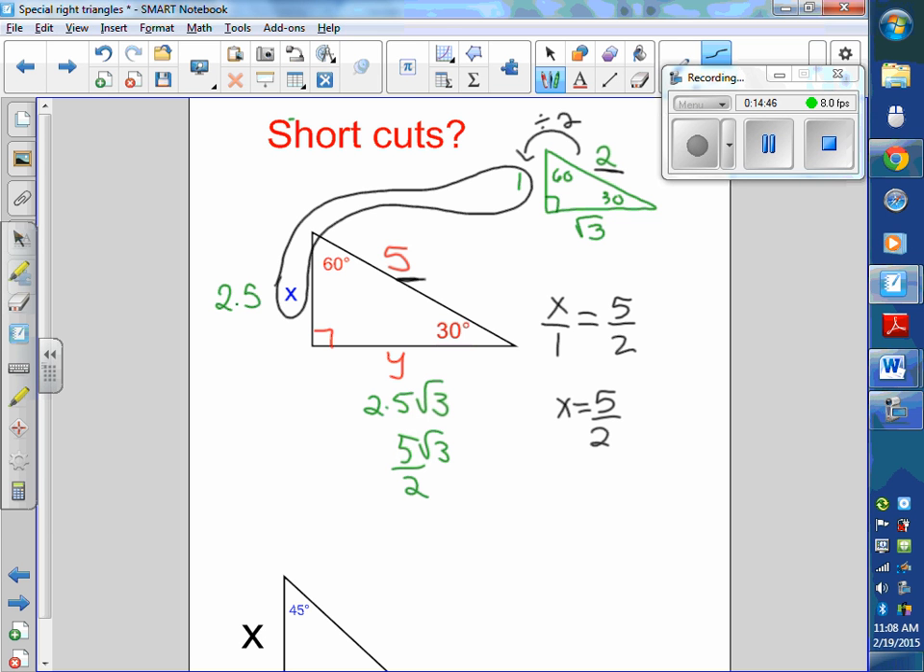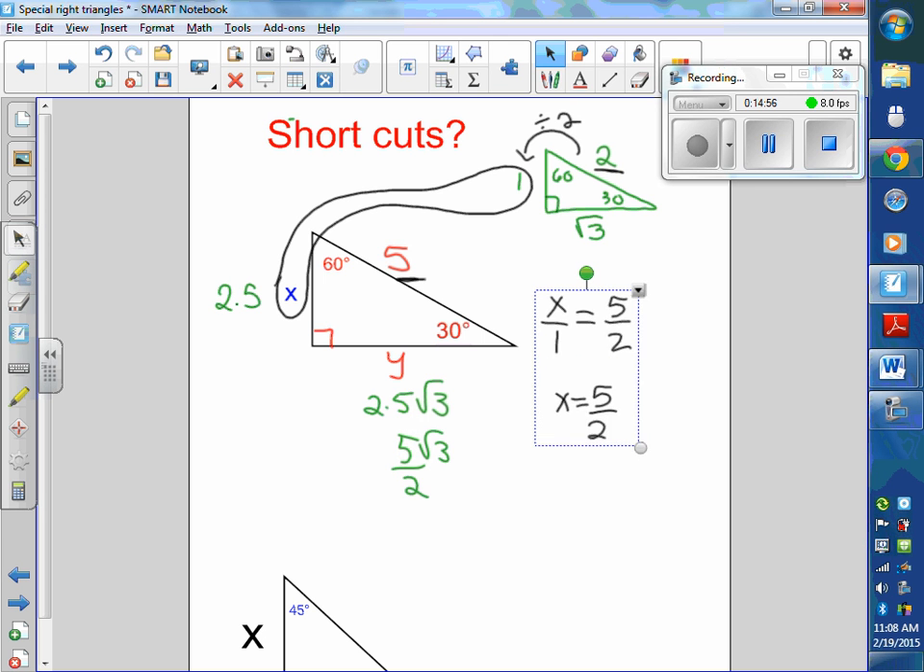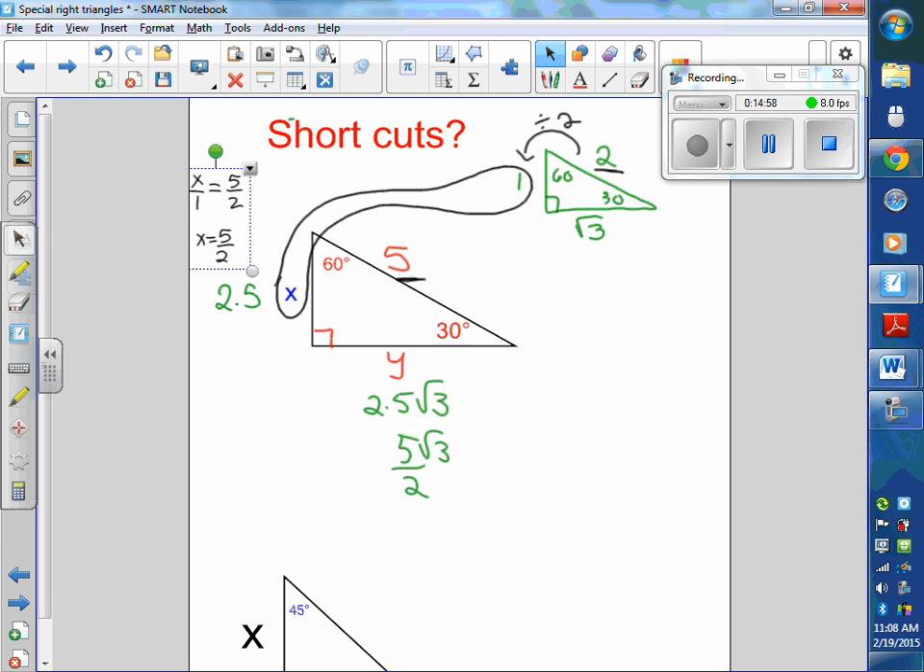So to get Y, you would just move this up a little bit, put that over with the X. To get Y, you would say Y compares to the square root of 3 as 5 compares to 2. And doing similar triangles is important because you did do it in 8th grade.